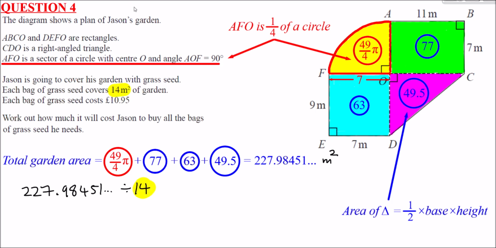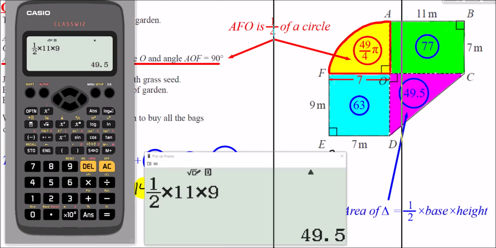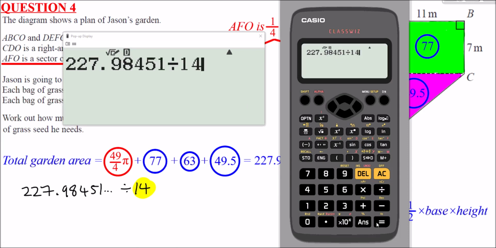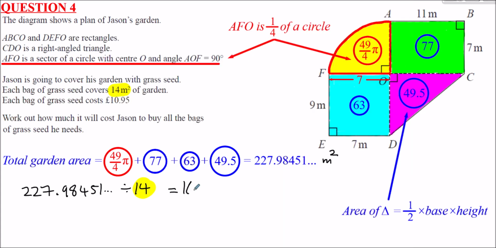So if we just do that on our calculator now, 227.98451 and so on, divided by 14, let's see what that gives us. Divide that by 14. We get here 16.284 and so on. So that's how many bags are needed, 16.284. So 16 bags wouldn't be enough, and you can't go into a shop and ask for, can I just have 0.284 of a bag? Because 16 bags wouldn't be enough, therefore 17 bags are needed. Because obviously you can't just buy a fraction of a bag.